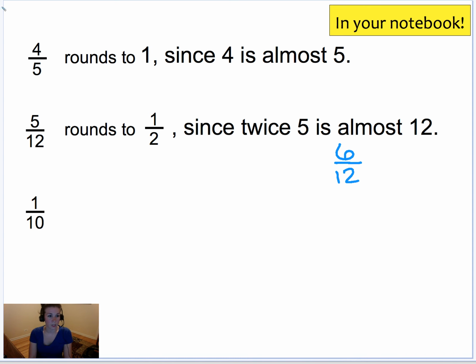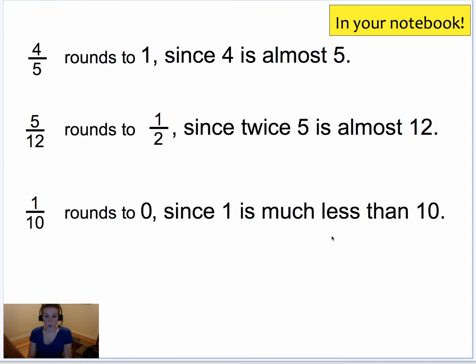And for my last fraction, 1/10, we already said that that rounds to 0. And that's because 1 is much less than 10. So again, thinking about 10, I know that halfway would be 5/10. And since 1 is not even close to that, I can tell that that's going to be closest to 0.